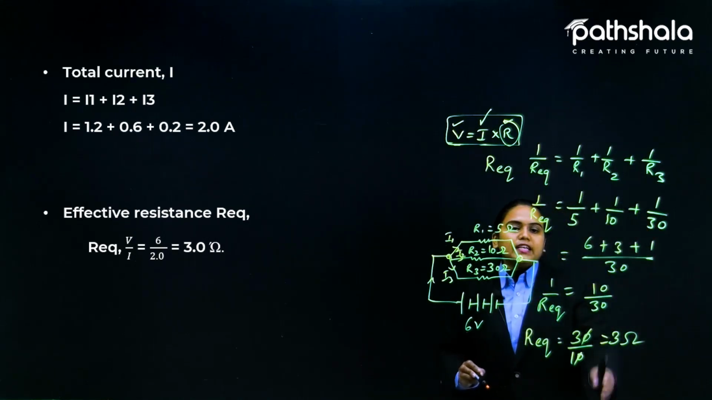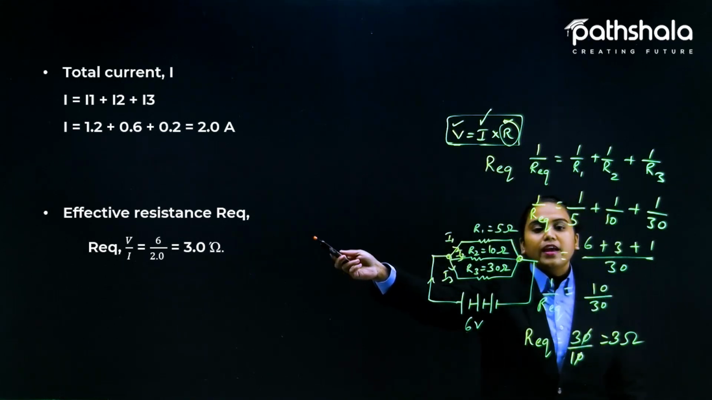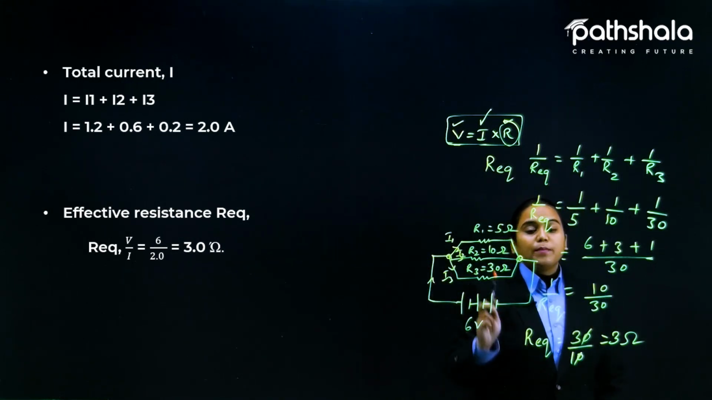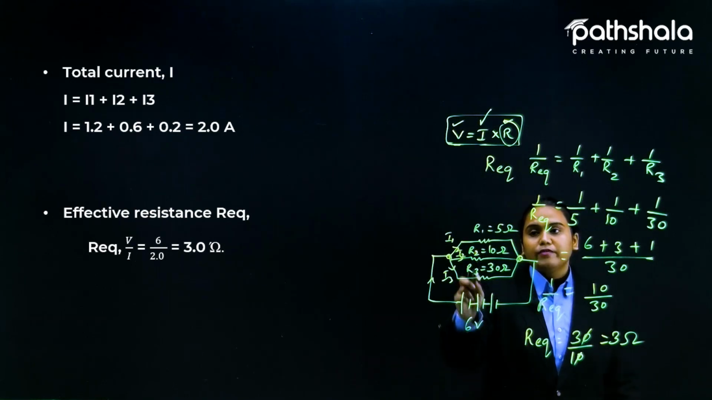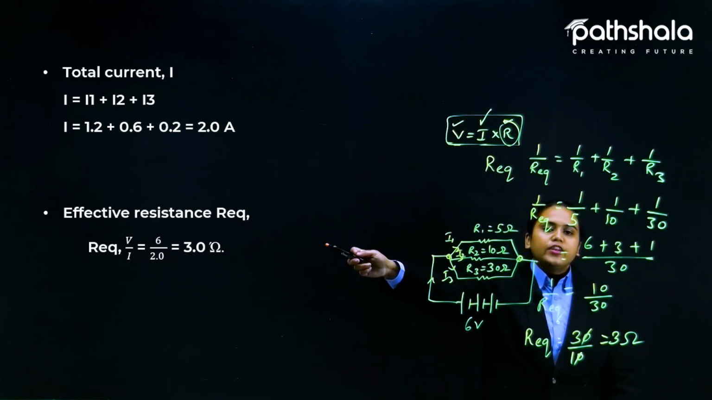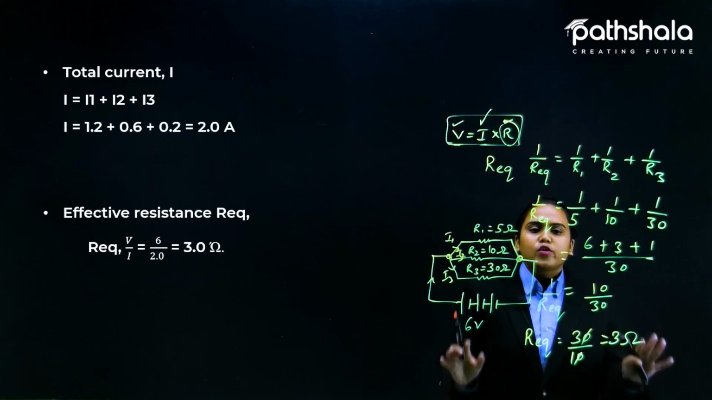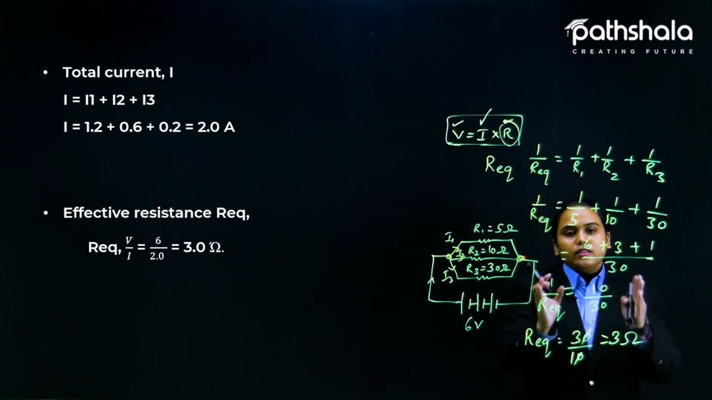Okay, so by this method also you can find the value of resistance. This is time taking actually, but if you need to find the value of individual current in a particular resistance, then you can go with the first way. And if you only need to find the R equivalent value, you can tackle it this way also.